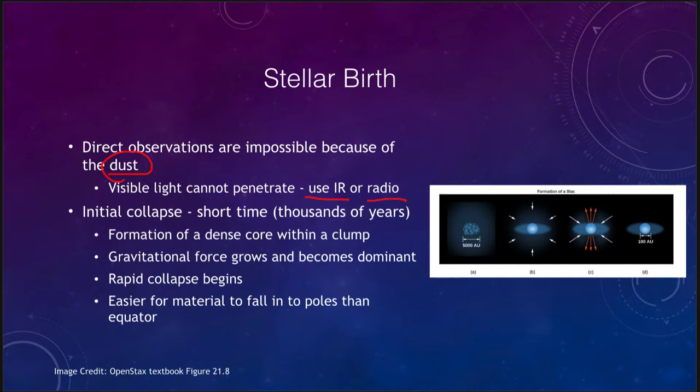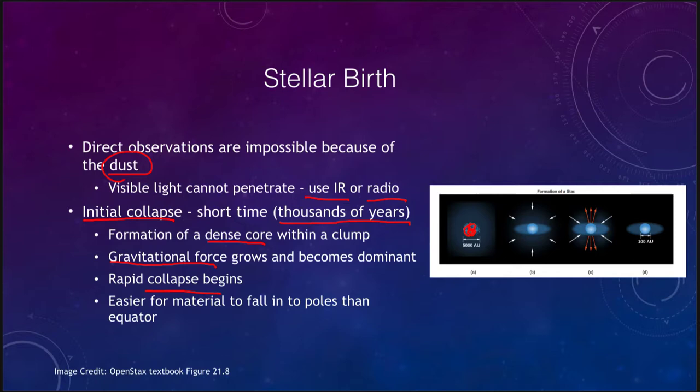First, we have the initial collapse, which is relatively short, taking only thousands of years. And again, while that sounds like a long time to us, astronomically speaking, that is an extremely short amount of time. You start to form a dense core within a clump of material. And within that, the gravitational force will grow and eventually become dominant. So once you get enough gravity forming at the center here, it begins to compress and more material will fall in. The rapid collapse then begins as the material begins to collapse into a disk.